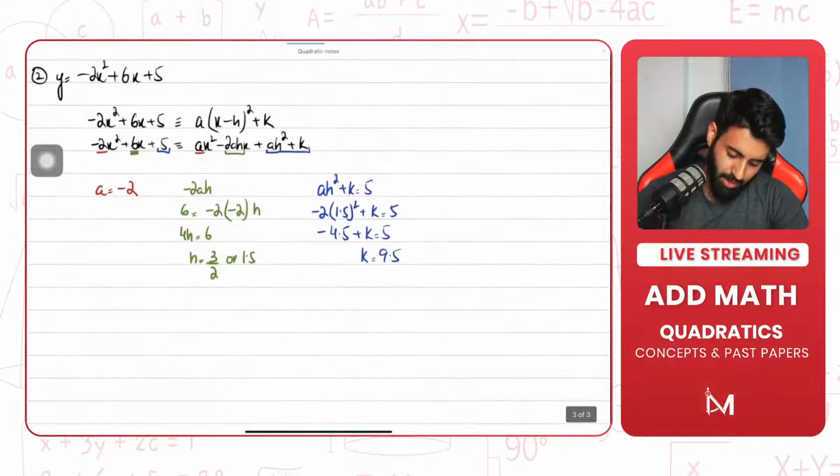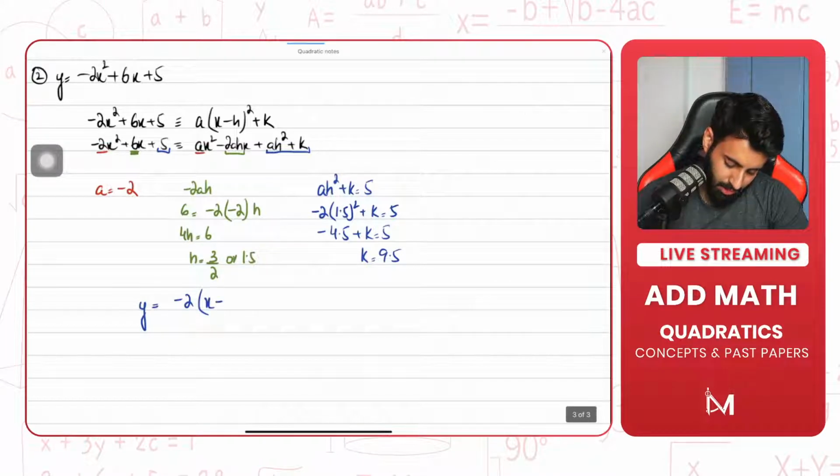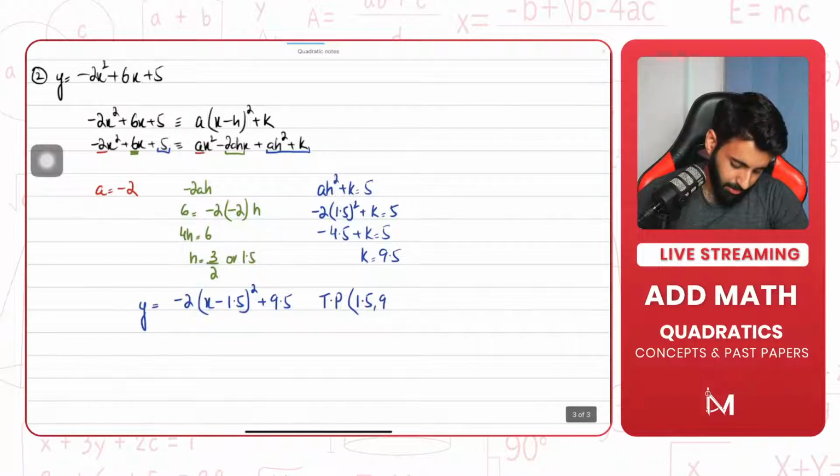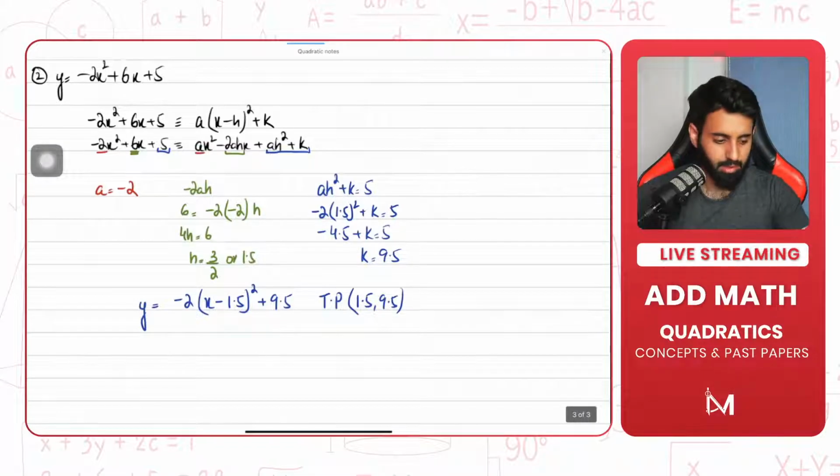Now when we plug in the values, this is what we get. y is equal to minus 2(x minus 1.5), the whole thing squared, plus 9.5. That means the coordinates of the turning point are 1.5 comma 9.5, and there you go. That's the answer.